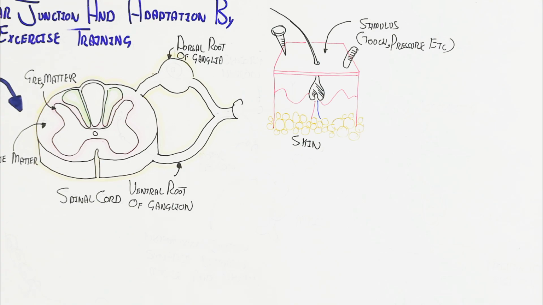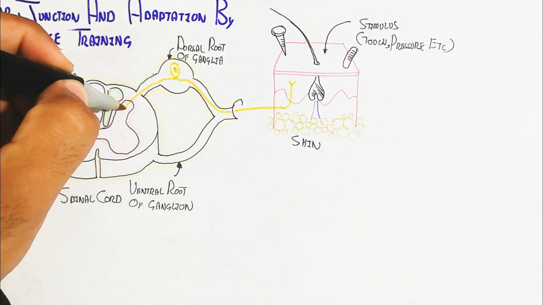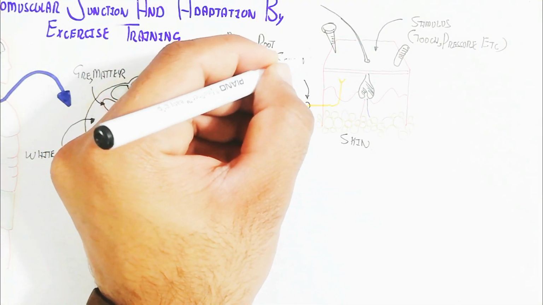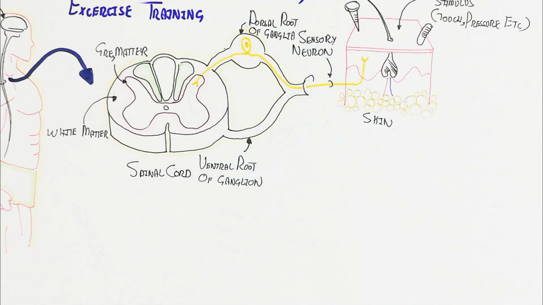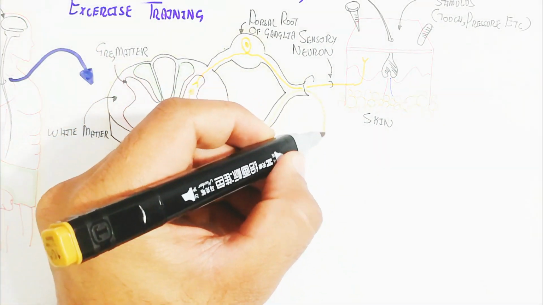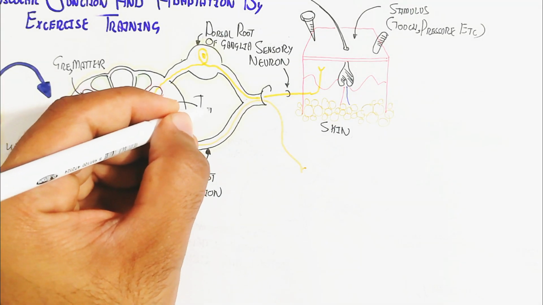Whenever the signal is received, depolarization will move from the dorsal root ganglion toward the gray matter of the spinal cord. The interneuron is involved and gives the signal. For example, it can also move toward the brain, which is known as the ascending pathway.